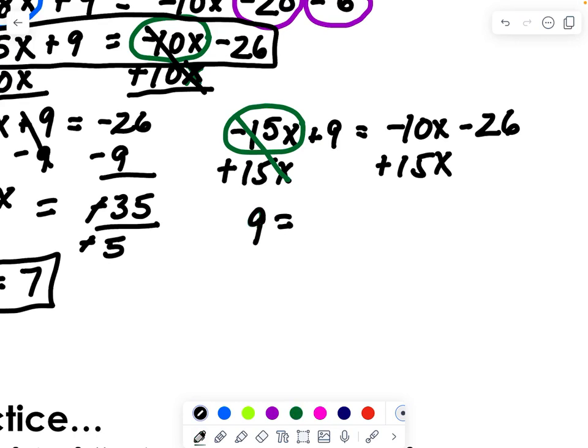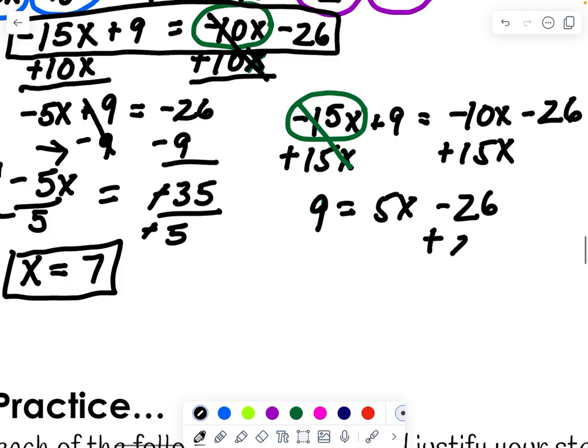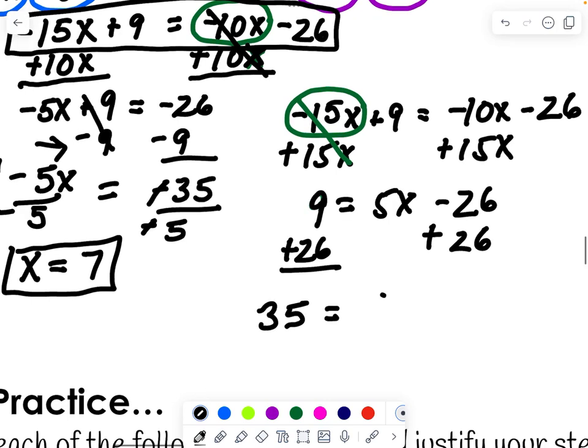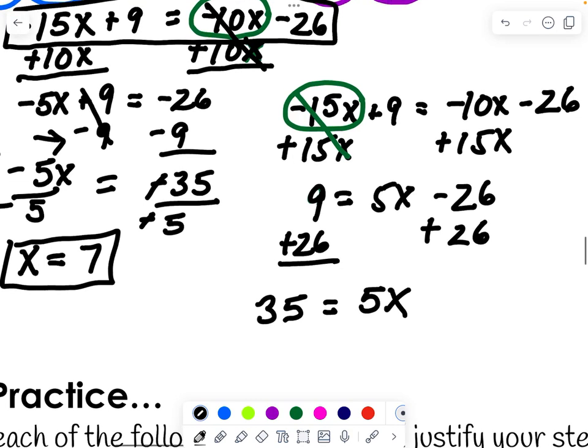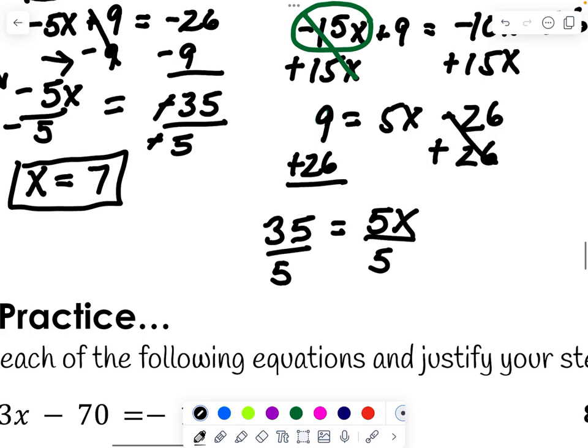9 equals 5x minus 26, okay? All right. So now, instead of subtracting the 9 here, I'm going to be adding 26 to both sides. I still end up with 35, okay? But this time it's a positive, and I have a positive 5x. Now, when I divide by 5, I still end up with x equals 7.